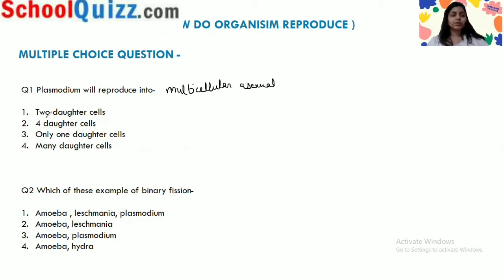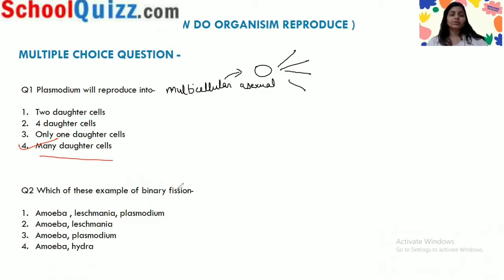You have option number 1, 2 daughter cells, 4 daughter cells, only 1 daughter cell, many daughter cells. So here you can see, when it is the example of multicellular asexual reproduction, what is multicellular reproduction? It is the reproduction where the parent cell is divided into many cells. So the answer will be many daughter cells.